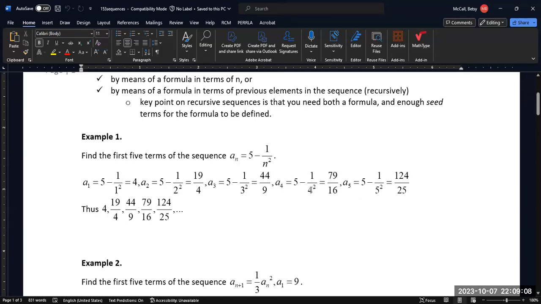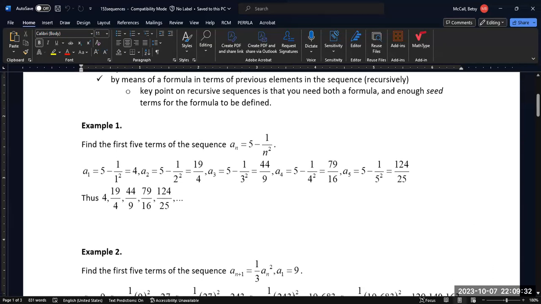When n is 4, we get 5 minus a 16th, and when n is 5, we get 5 minus 1 over 25. And what you can see is that each of these fractions in our formula is getting smaller and smaller, and so we can actually use this formula to prove that the limit of this sequence is 5.